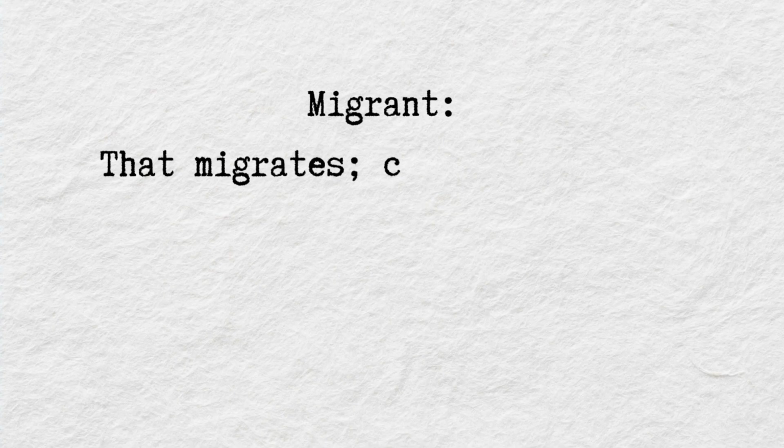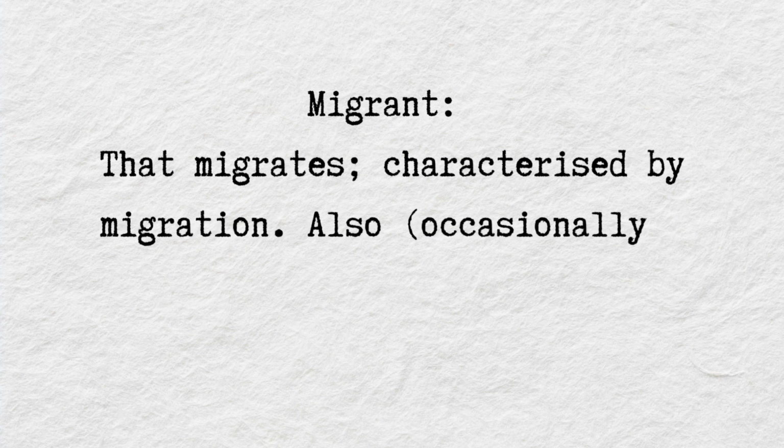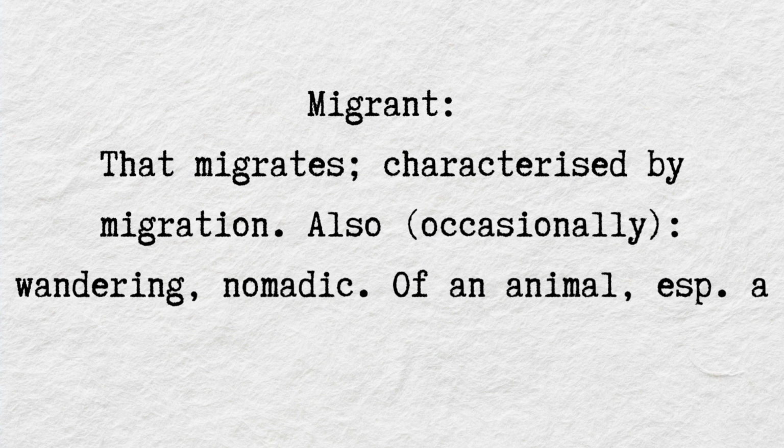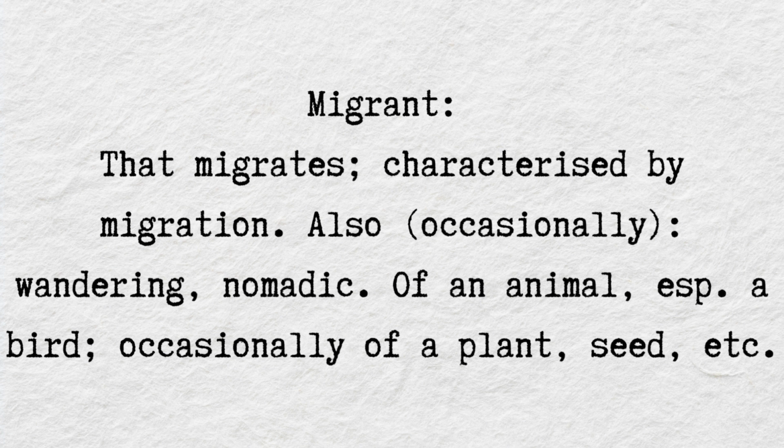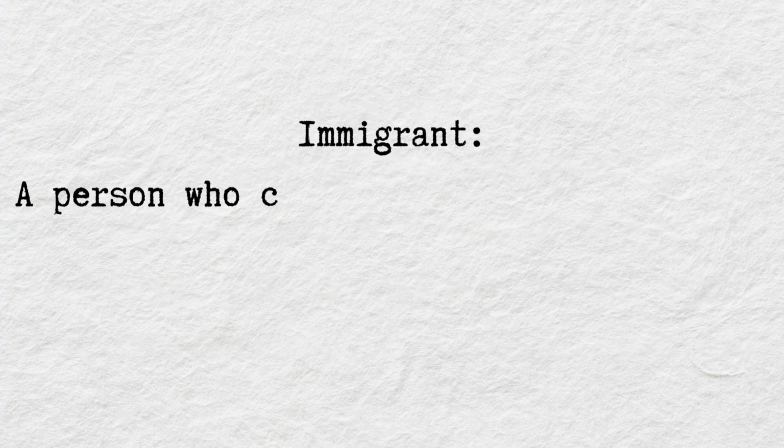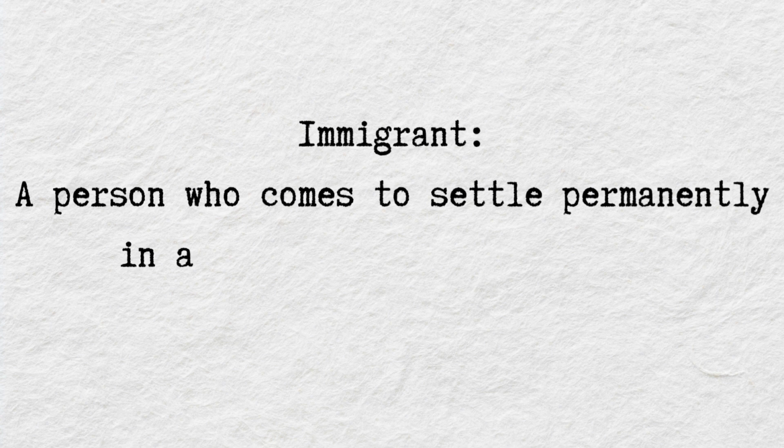The Oxford Dictionary. Migrant: that migrates, characterized by migration, also wandering, nomadic; an animal, a bird, occasionally a plant, seed. Immigrant: a person who comes to settle permanently in another country or region. Let's then use the UK to explore where the problems lie, although it appears that this is a global problem.